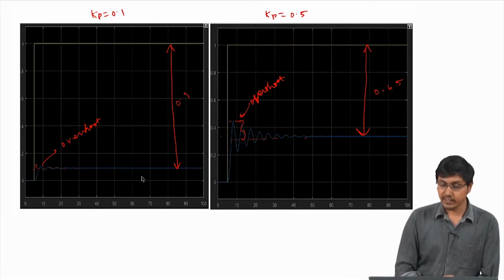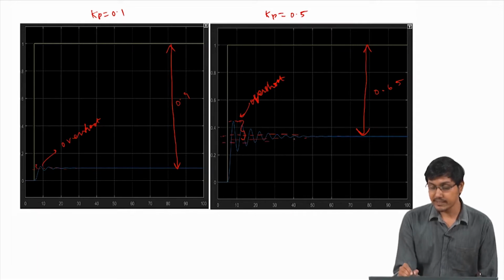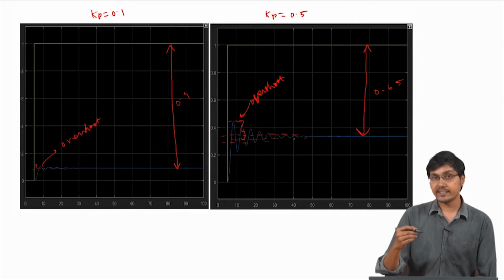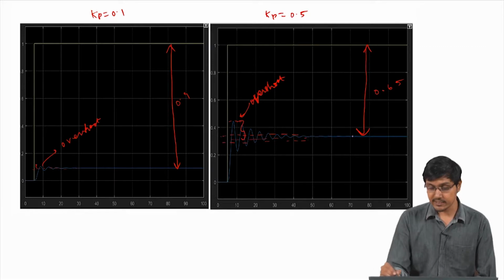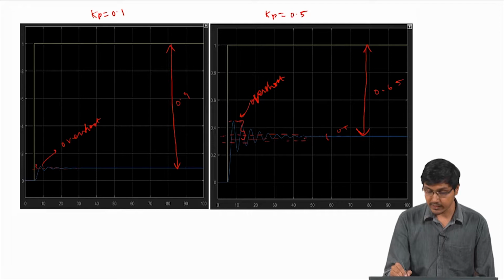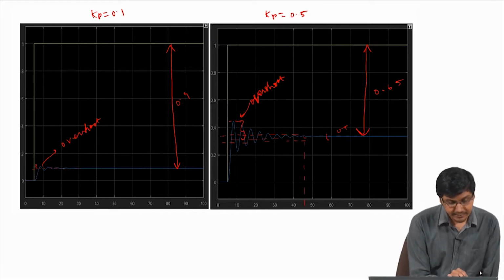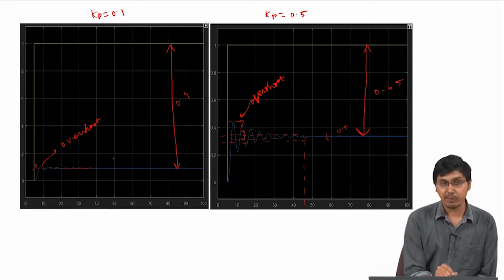We can also define another entity called settling time. Settling time is the time taken for this value to go within a range. For example, let us say 0.5 is the final value. To be within 2% of this particular value is what we call settling time, and it has become somewhere around here. Since this is a smaller value, the 2 percent band is also smaller.